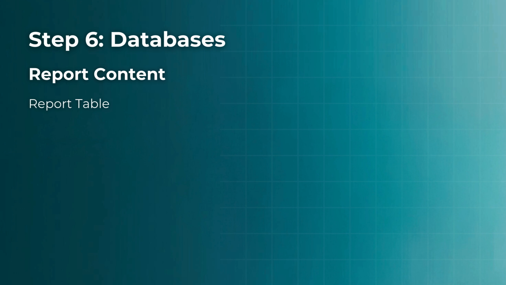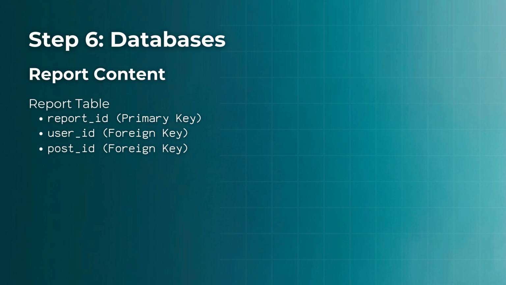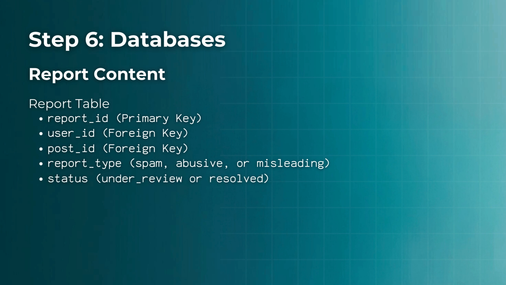Here's a quick breakdown of the schema for our report table: a primary key, uniquely identifying each report, a foreign key linking the report to the user who submitted it, another foreign key, this one pointing to the piece of content being reported, the type of report, like spam, abusive, or misleading, a status for whether the report is under review or has been resolved, and of course, a created at timestamp to log when the report was filed.